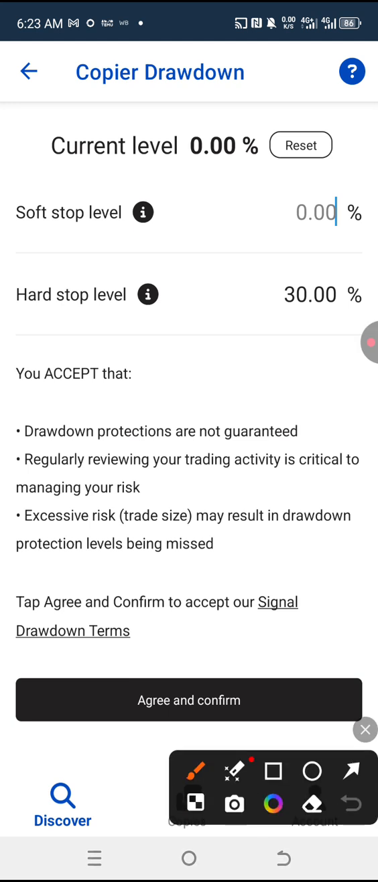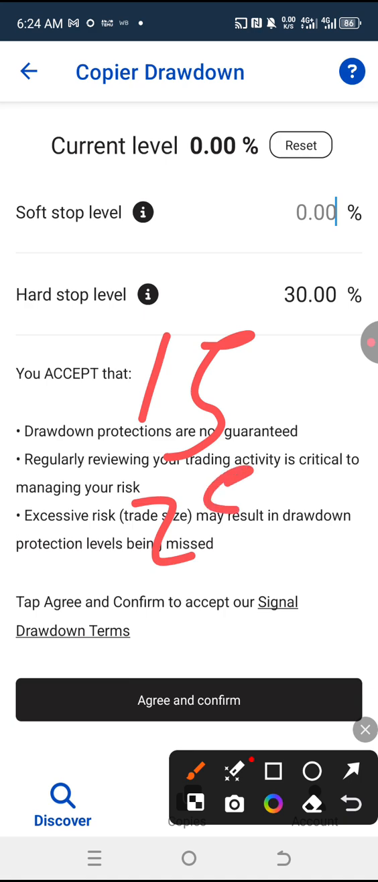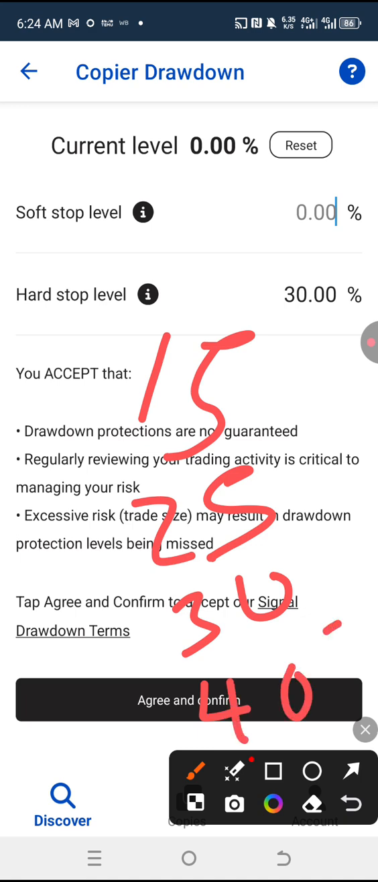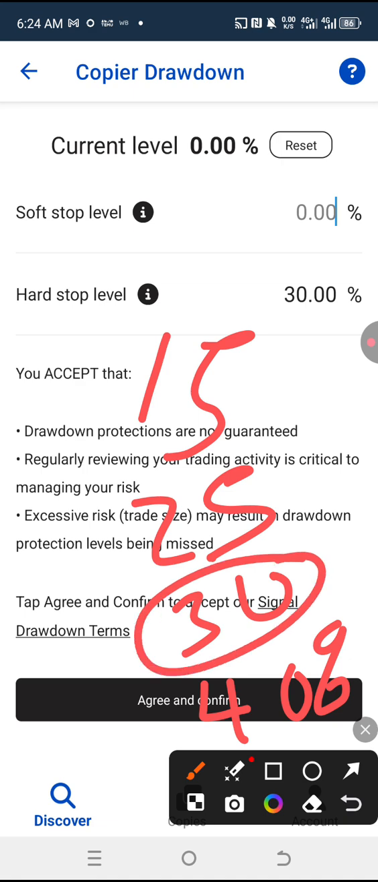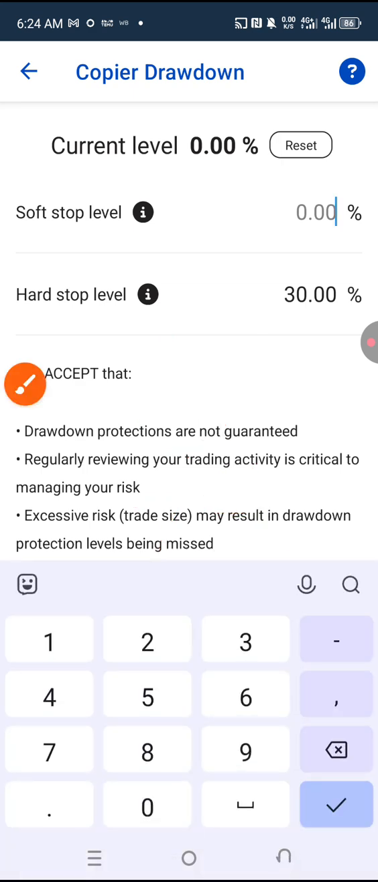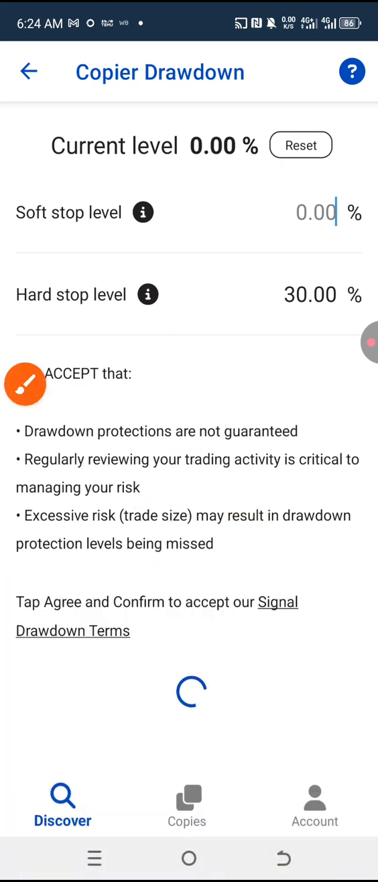Then I said 30% is okay because sometimes the system goes down 15% before it goes to the top again. And I said the least anybody should go is 25%, while 30% is okay. And the highest anybody should go is 40%. So you can go 25, 30, 35, 40, but I stay with 30%. And I'll be clicking on agree.